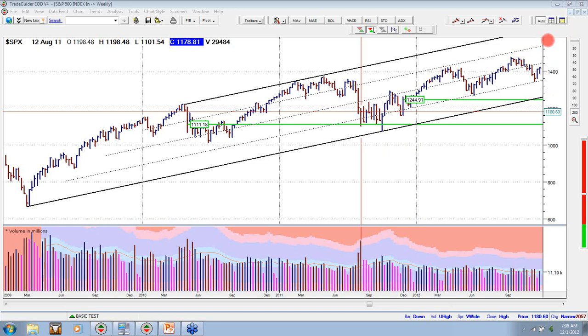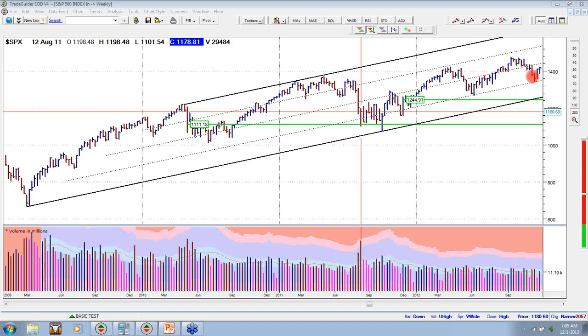I expect us to make another high at some point in the next few months, because we can see a couple of weeks ago, look at the volume, pretty high. But look at the spread of the bar. It's getting narrower as it fell onto my dotted line, which is now acting as support.